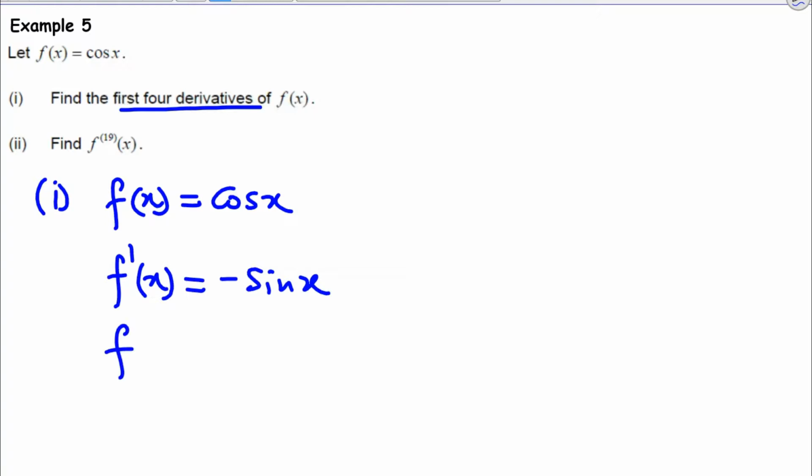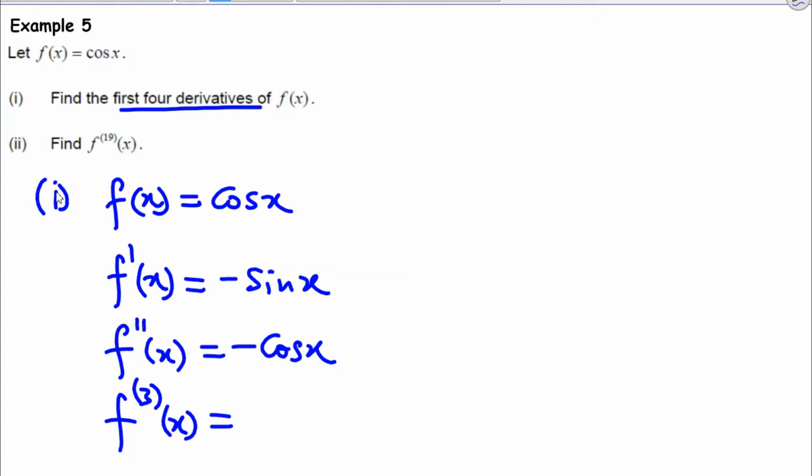The second derivative of this function will be negative cos x. And the third derivative of this function will be negative, negative sine x, which is just sine x.